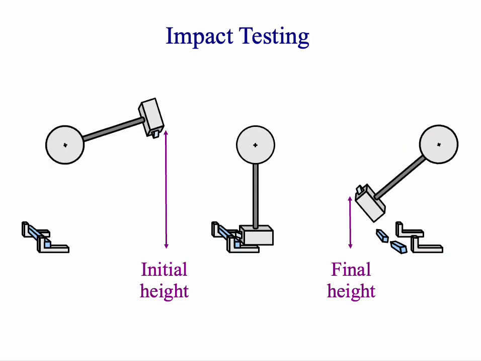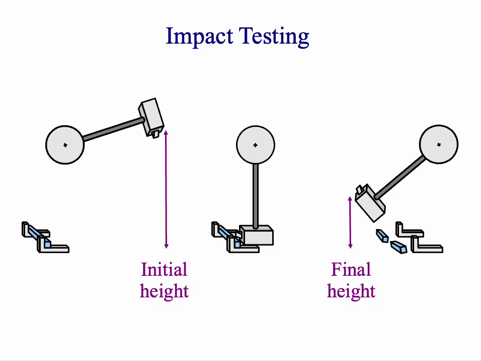The last property we'll discuss is impact. We'll be doing impact tests later in the semester. The idea of an impact test is to measure the energy it takes to break a sample. Test equipment hasn't changed much in 100 years or more. We use a pendulum and swing it at the sample.